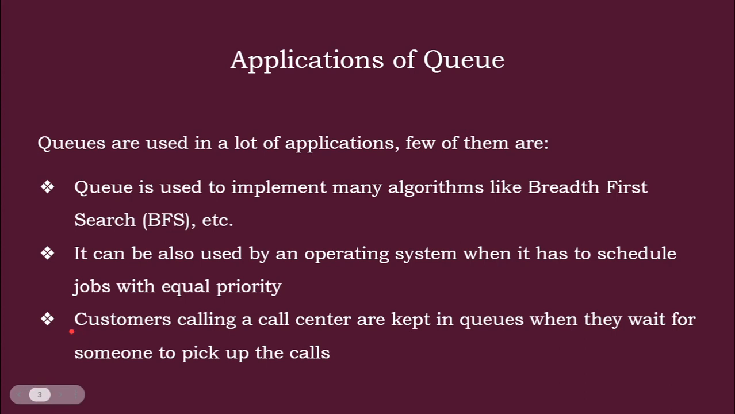The third application is that customers calling a call center are kept in queues while they wait for someone to pick up the call. When you are calling any customer care center, we are asked to wait in queue. That means the queue is processed in a first in first out way, and the person who came first in the queue will be processed first. So these are three applications where we can see the use of queues in general.